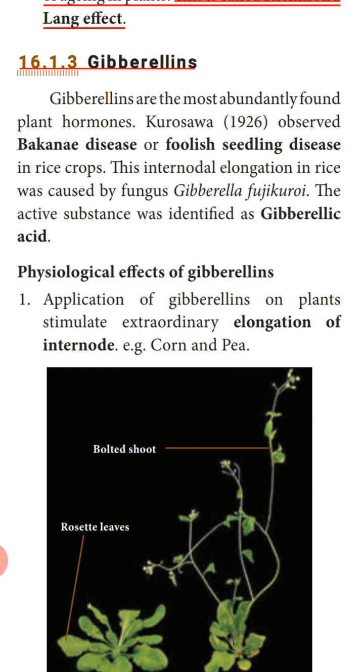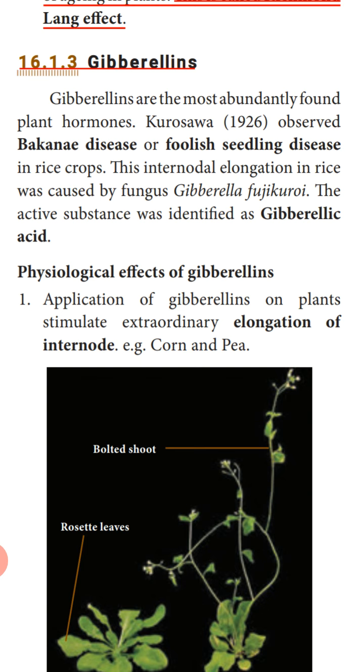Kurosawa found that in the rice field, when all the rice seedlings were planted at the same time, some of the rice plants showed extraordinary growth, or were taller than the other rice plants. So when he made an observation in these tall plants, they found that in the internodal region of these plants. Now, what is the internodal region? The region between the 2 nodes.